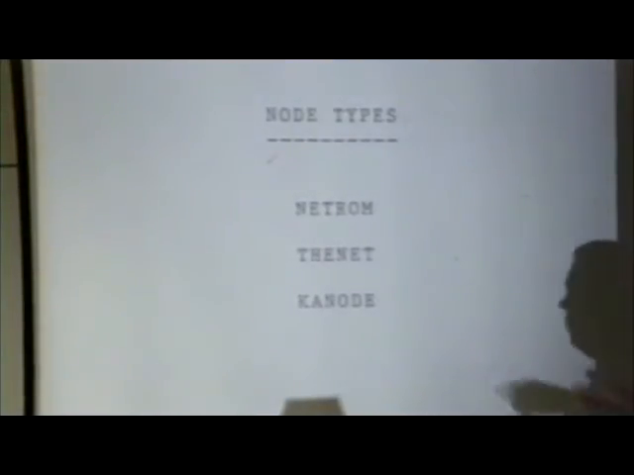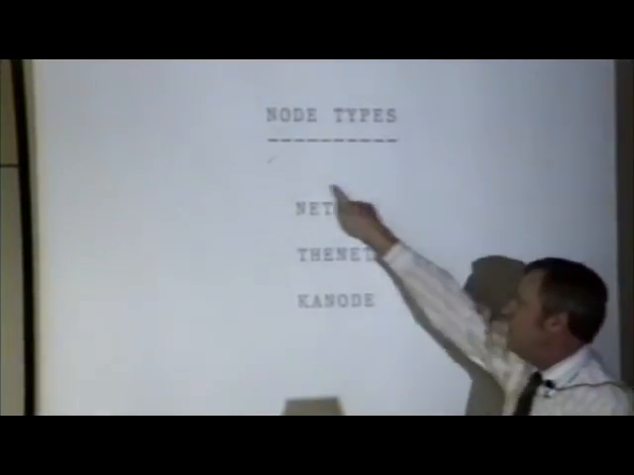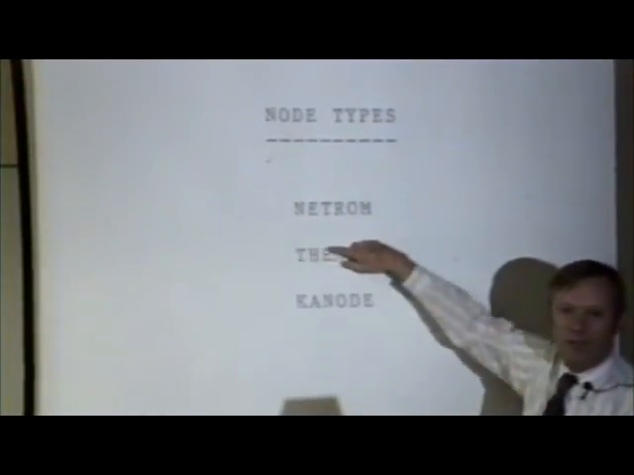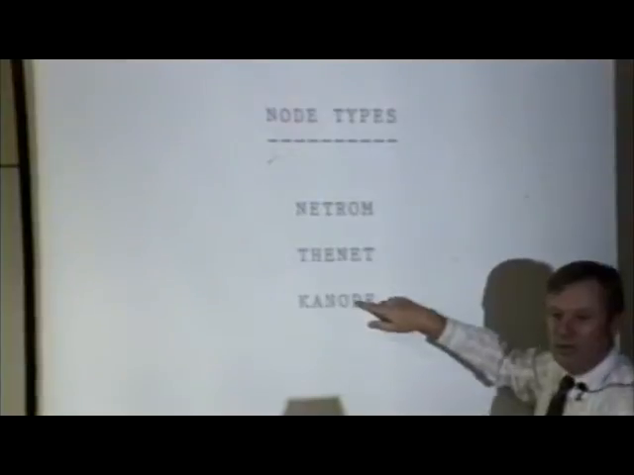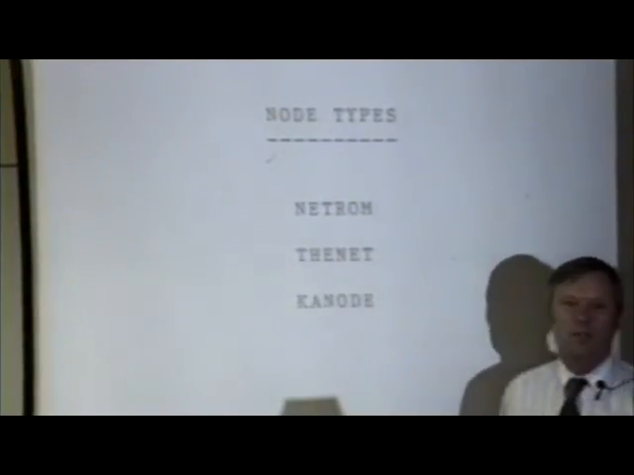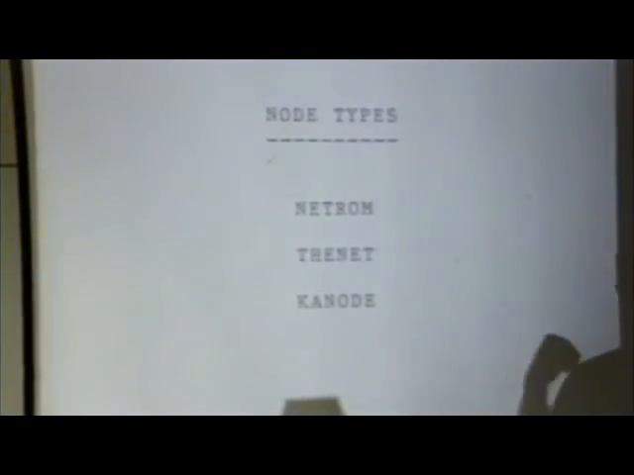These are the most common node types. NetROM and NeNet basically are the same, and we're going to start off next week demoing how to run them. K-nodes are these, and then there's a lot of things that emulate K-nodes. And this will become clearer when you see them on the screen when we actually run them. Next slide.